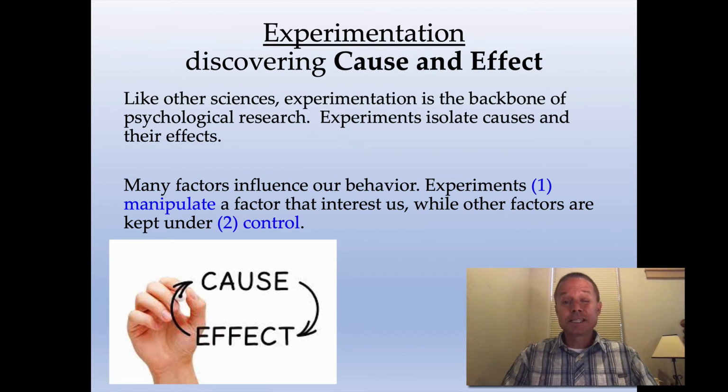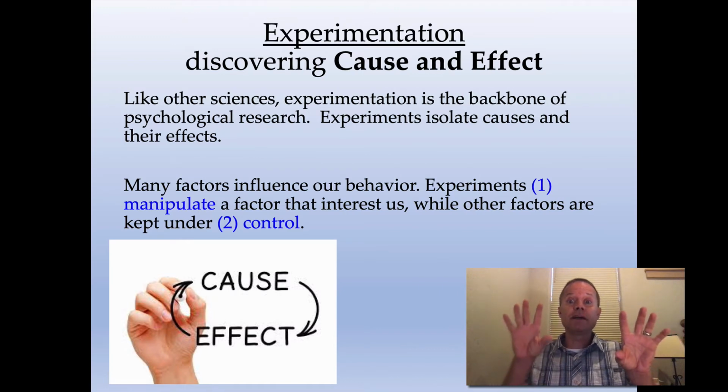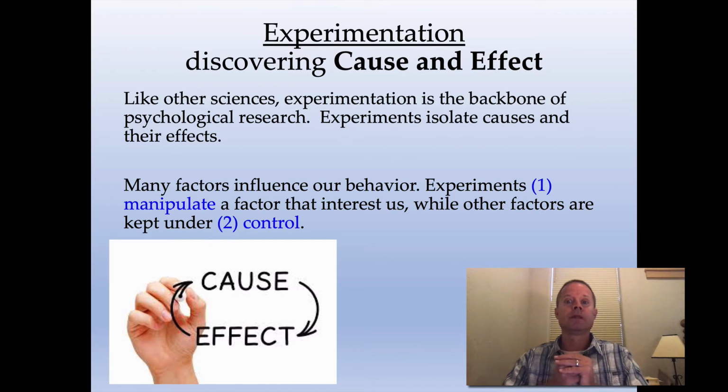With experimentation, psychologists are discovering cause and effect. Does this one thing cause another thing? Does this variable have a certain effect? Does it cause, and is there an effect? So experiments are the only type of research that isolate causes and their effects. I said there were 7 types of research we're going to look at. Only experiments deal with cause and effect.